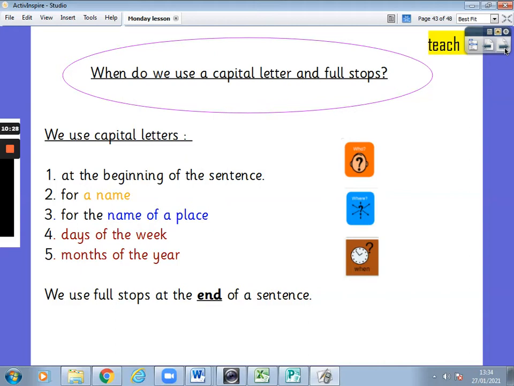Let's remind ourselves, when do we use a capital letter and full stops? We use capital letters at the beginning of a sentence, for a name, who, for the name of a place, where, days of the week, month of the year, when. We use a full stop at the end of a sentence.